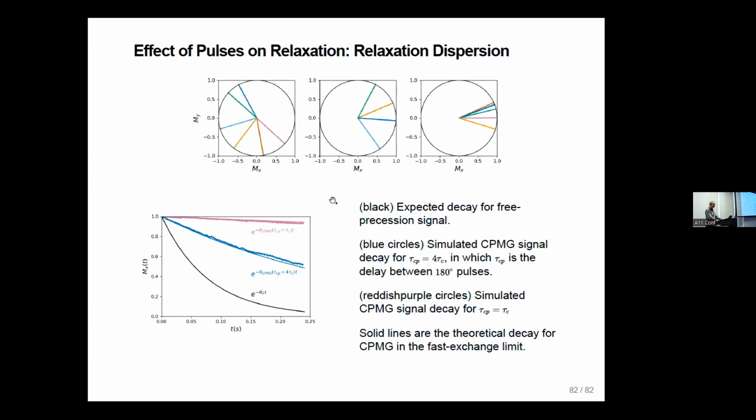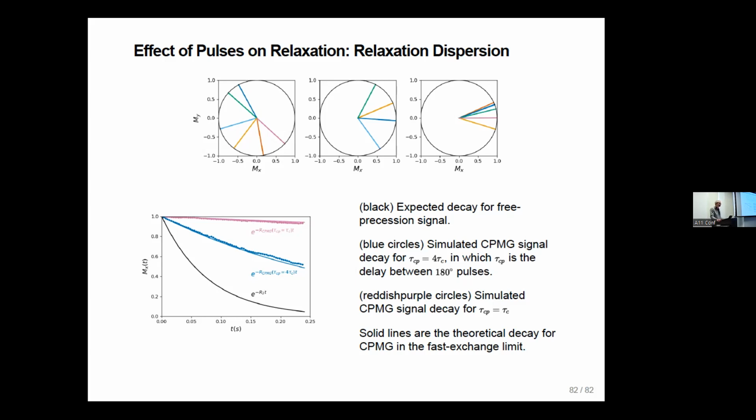And if I do it 1,000 times, there's the free precession decay, normal R2. Here's intermediate pulsing, and there's some dephasing, but I've reduced it. And here's very fast pulsing, and there's hardly any decay at all. So that's right, a CPMG relaxation dispersion experiment.